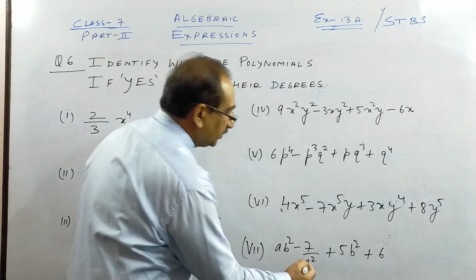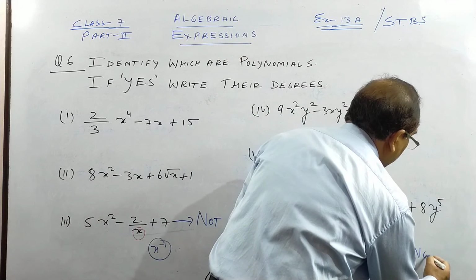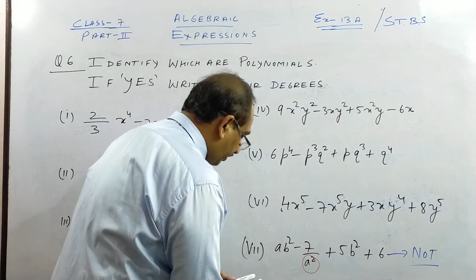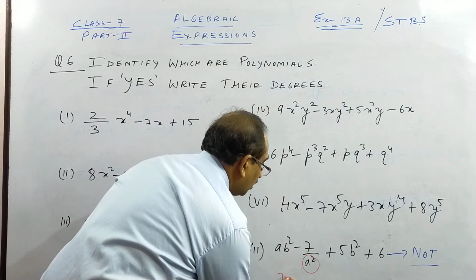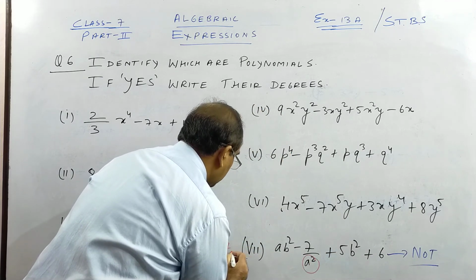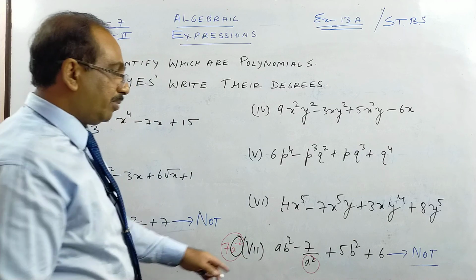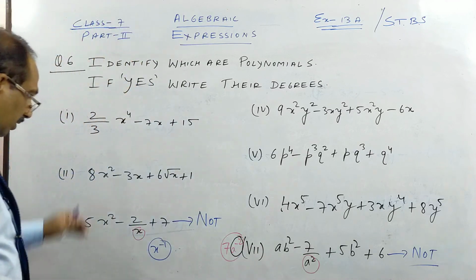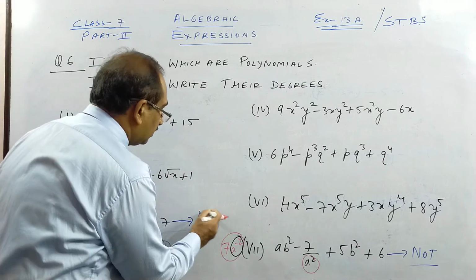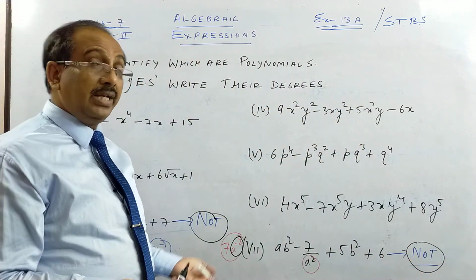See again here, with the red pen I'm telling you the reason, and with the blue marker I'm telling you yes or no. Here, since a square is in the denominator, if it comes to the numerator, it will become 7 a to the power minus 2. Minus 2 is a negative power, so this is also not a polynomial. The rest of them except these two, which I have already written are not polynomials, so there is no question of finding degree.